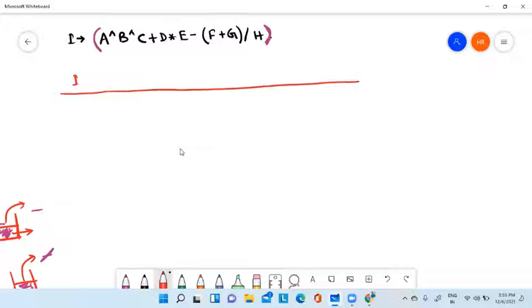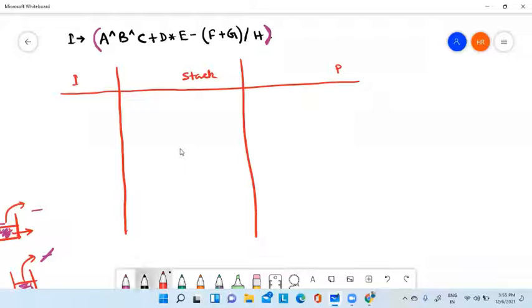Okay. In between, I am using a stack, and this is my P. Okay. So I'm going to read it from left to right, one character at a time. So what is the first thing? The first thing is that I have encountered a left parenthesis. So according to the algorithm, if a left parenthesis is encountered, I will push it. So I have pushed it into the stack. Okay. Then A. So A is one operand. It will be added to the postfix.